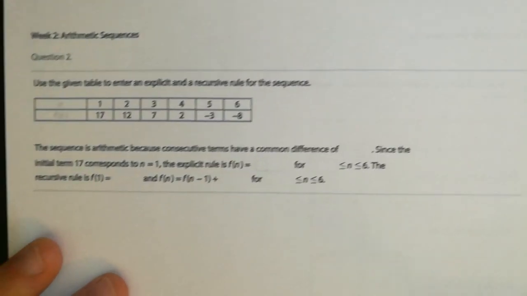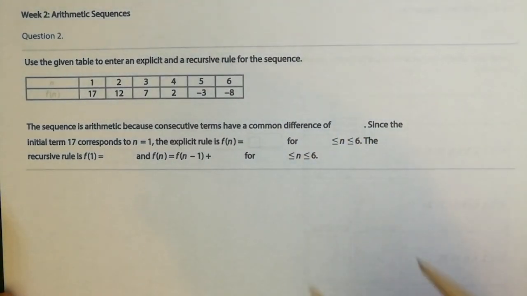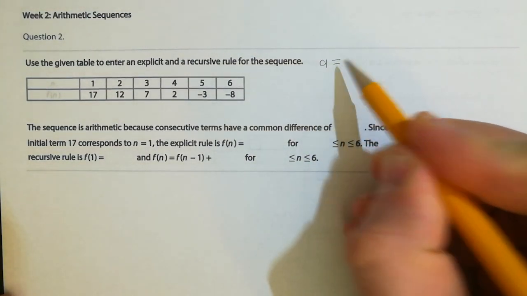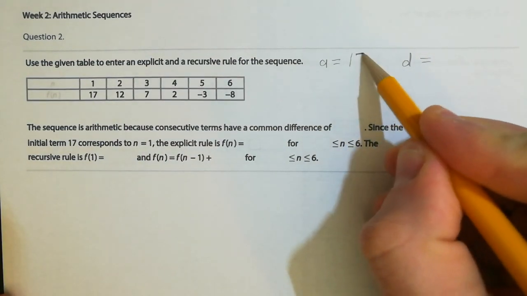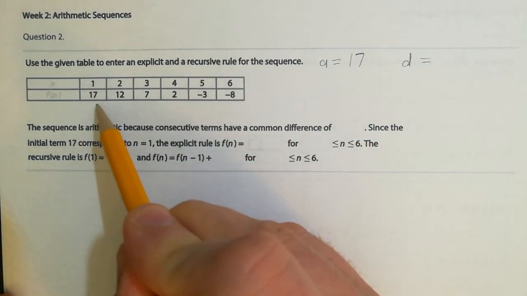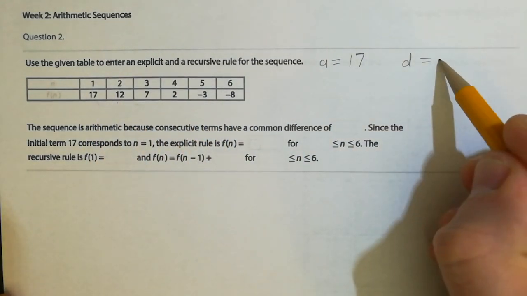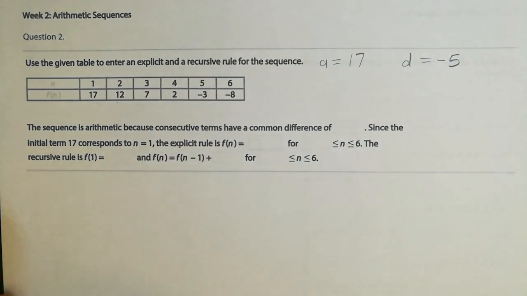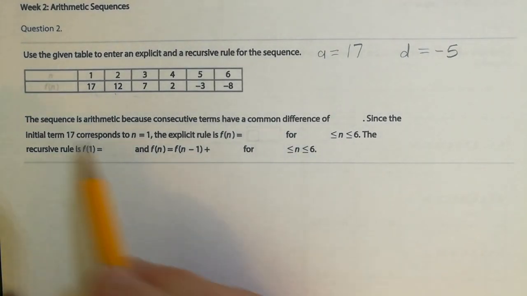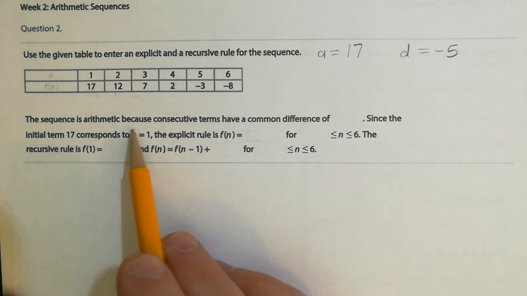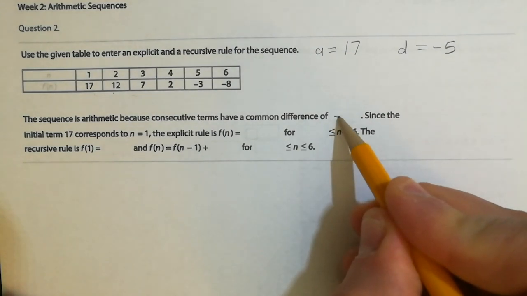Let's do one where you actually have to write the rules. So question 2, here's the table. We have to write the rules here, so we have to identify what a and d are. a is the first term. It looks like it's 17, so first term value. Common difference, it looks like these are going down by 5, right? 12 minus 17. So you'd write it as negative 5. And then we can start filling this in. It says the sequence is arithmetic because consecutive terms have a common difference of negative 5.